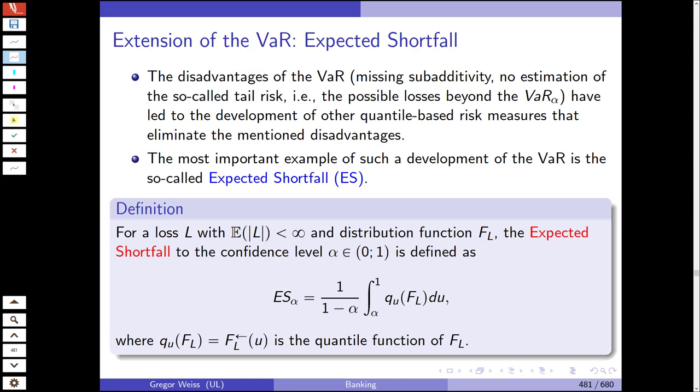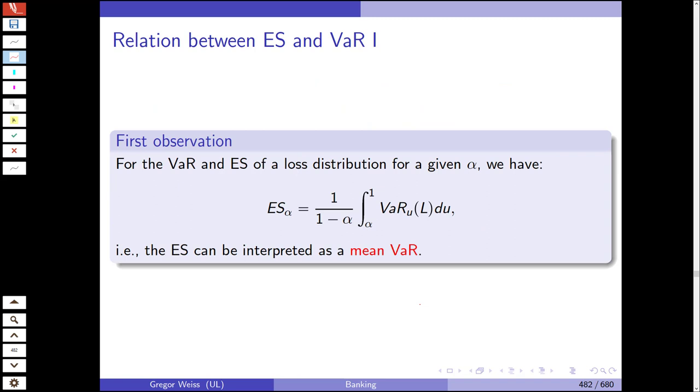You can then go on and, because of these disadvantages, extend it to the so-called expected shortfall. Expected shortfall is defined as follows. You take a loss, you need the expected absolute loss to be finite, and then expected shortfall for a confidence level alpha is defined as the weighted integral over the quantile function. QU is the quantile function. It looks weird, and you don't need to interpret this, but first of all, you can see as a first observation that expected shortfall is sort of a mean VaR.